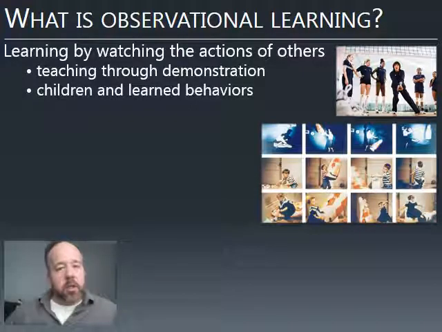A population that really depends on observational learning is, of course, children. Children learn an immense amount through watching others, particularly their parents, their siblings, their peers. And so children, especially before they get to school, learn a lot of things about social norms, for example, learn about behaviors by watching others.